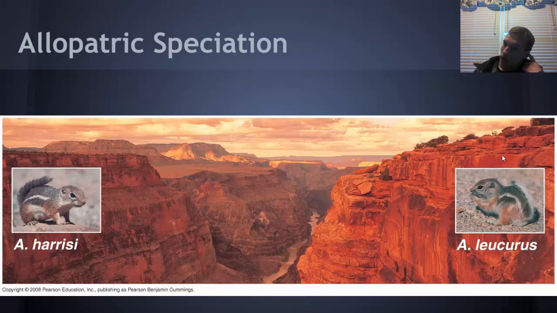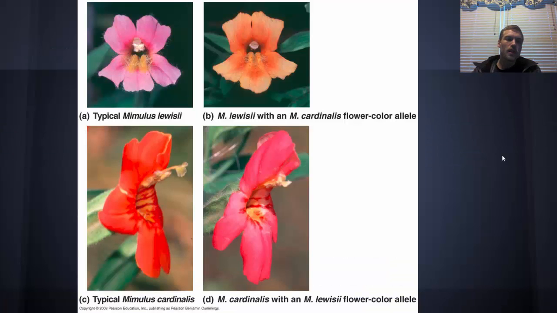So here's an example of allopatric speciation. We've got these two ground squirrels that live on opposite sides of the Grand Canyon, and they can't get to one another because they're obviously on opposite sides of this giant hole in the ground. Here would be some examples of some hybrids or some gene flow that's going back and forth.